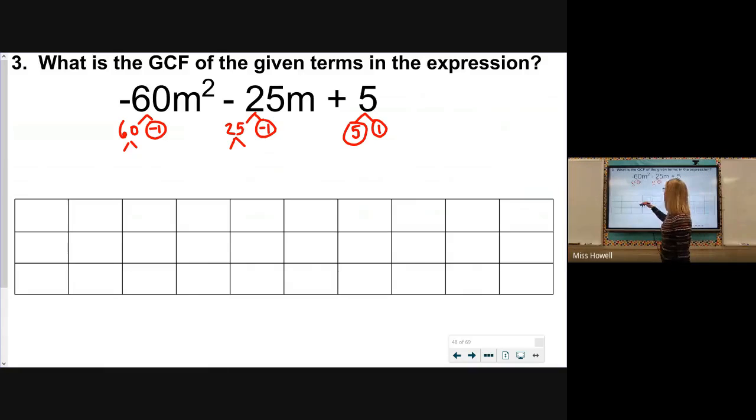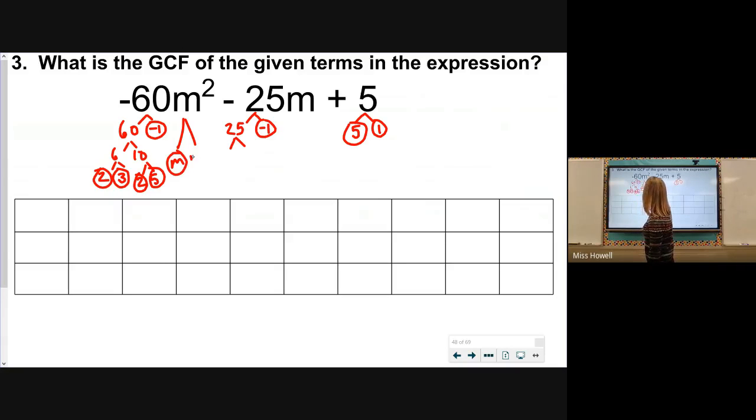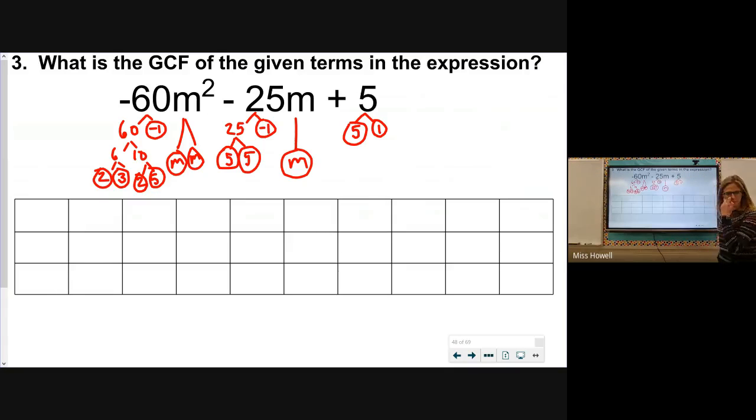60. I don't know, 6 and 10. 2 and 3. And a 2 and 5. And then m squared, so 2 m's. 25 would give us a 5 and a 5. And m to the first would just give us an m. We're ready to start making our chart.